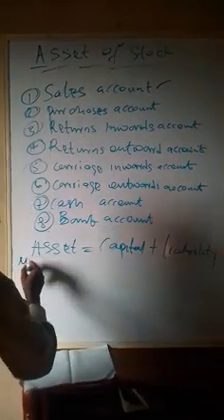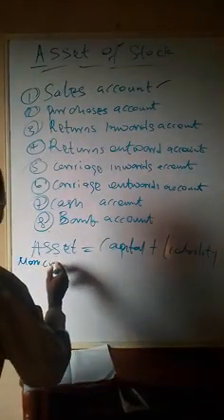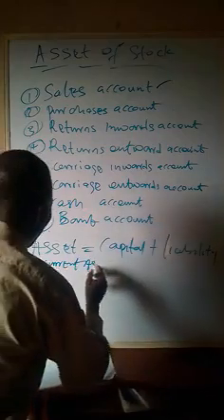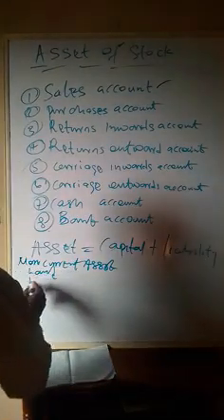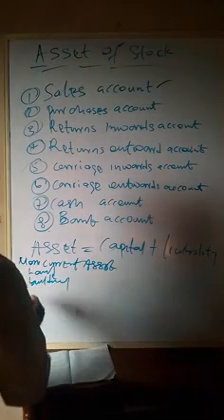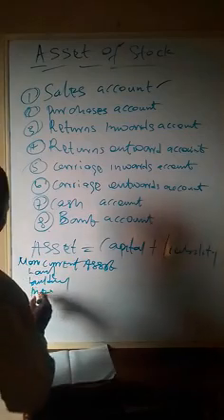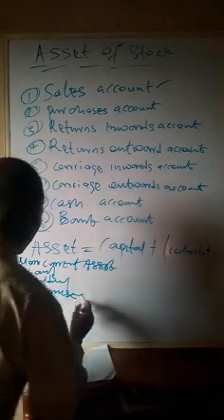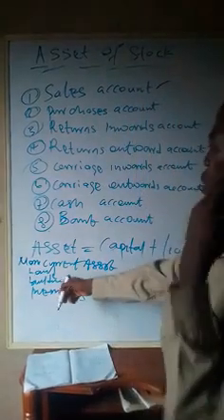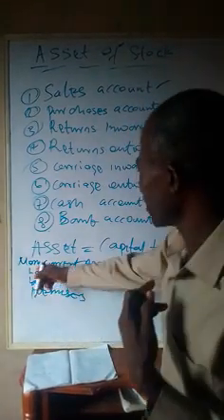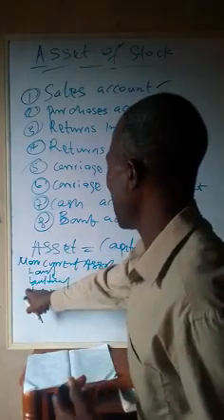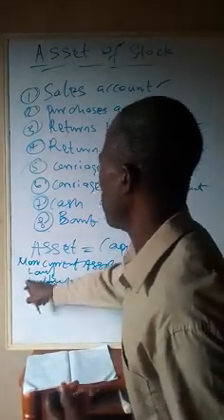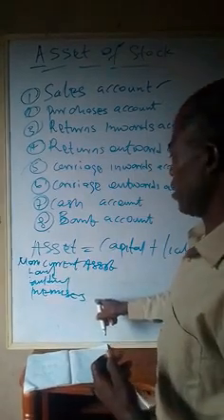What do you find under non-current assets? You find, for example, land, building, premises. It's easy. These are the what? Non-current assets. Non-current assets are divided into what? Into tangible and intangible. The tangible are the land, building, premises, motor vehicle, equipment, whatever. You get the point now?